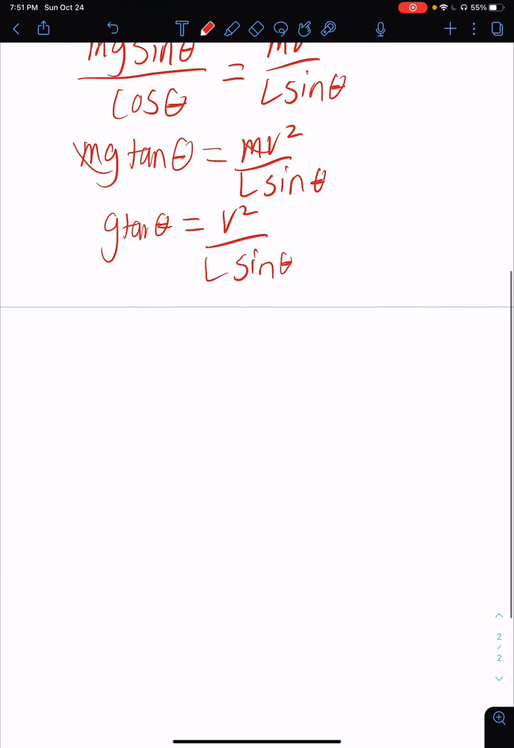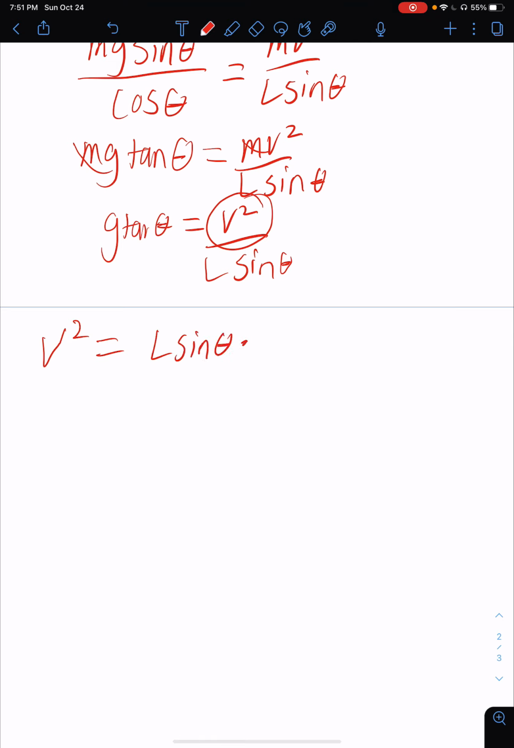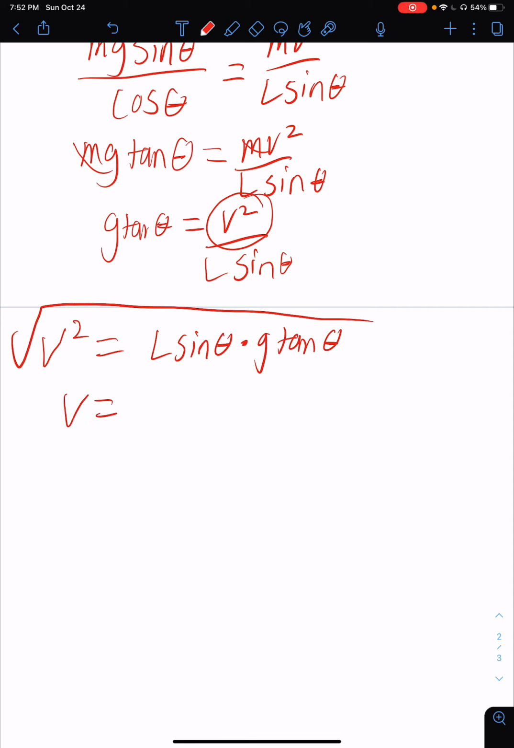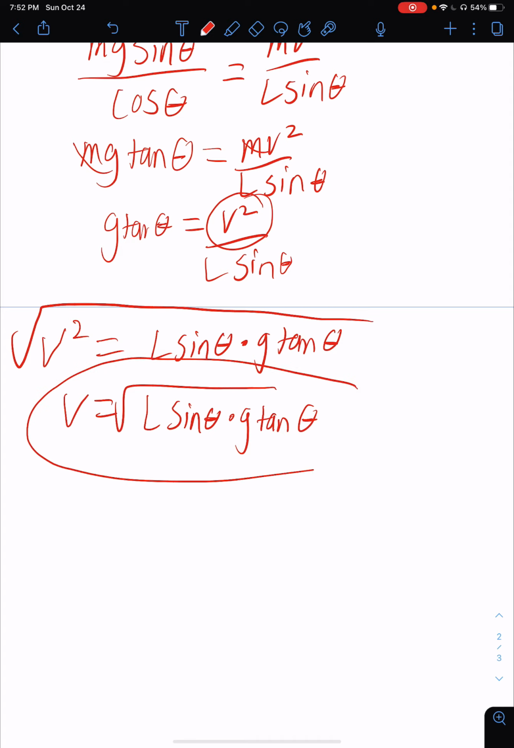Let's come down, I'm running out of room. Now let's isolate v squared as we're symbolically deriving the equation for the velocity. It's going to be L sine theta multiplied by g tan theta. All right, take the square root. You get v is equal to the square root of L sine theta times g tan theta. And it's going to be your final answer.